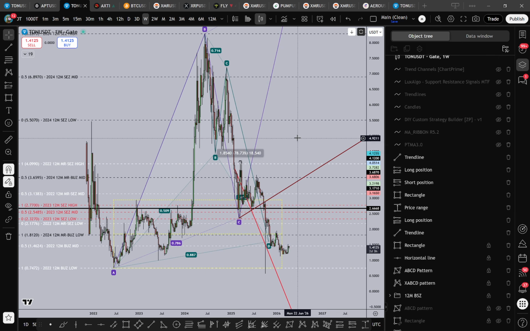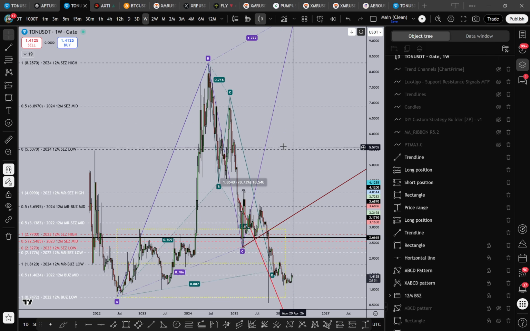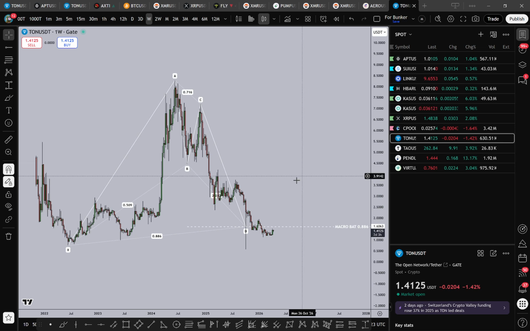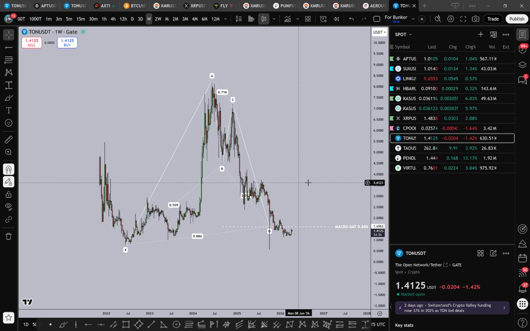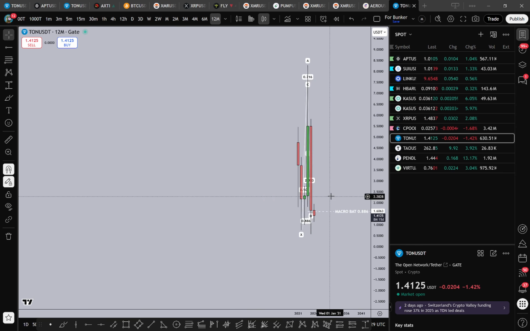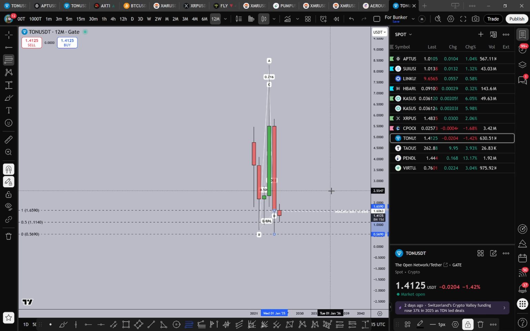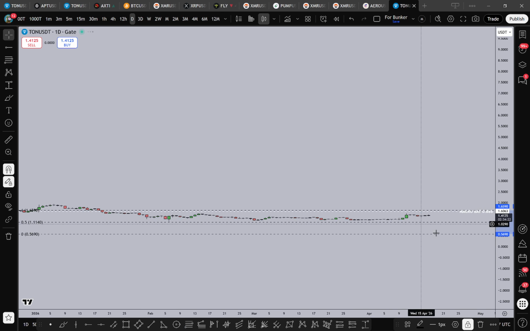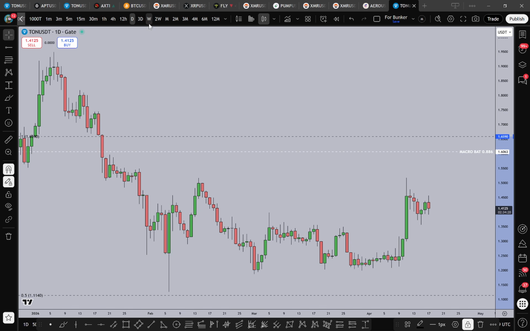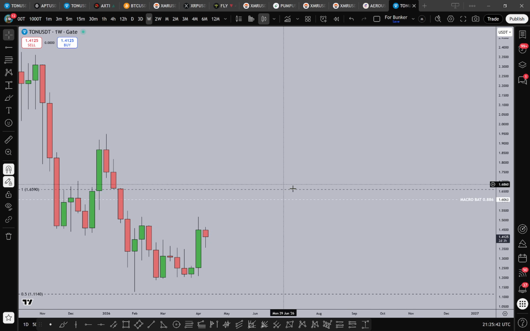Is there any other wave structure I'm missing? Let me take a look. No, there isn't. Unless there's ABCD or something. That should be everything. But above this area, which lines up with that previous 12-month high, you have an area that you know you need to get above on Ton for you to go higher. And that is this one right over here.